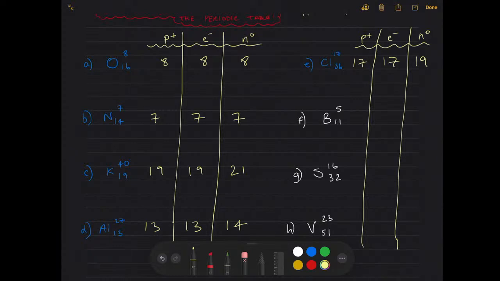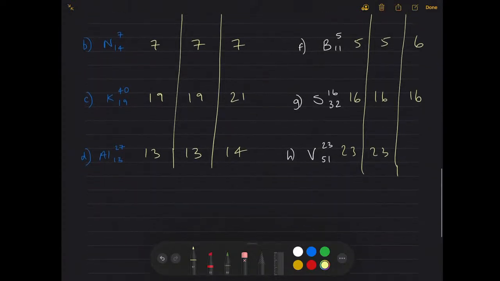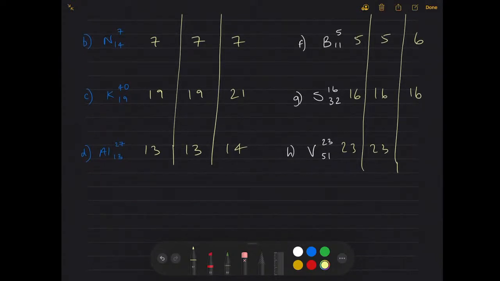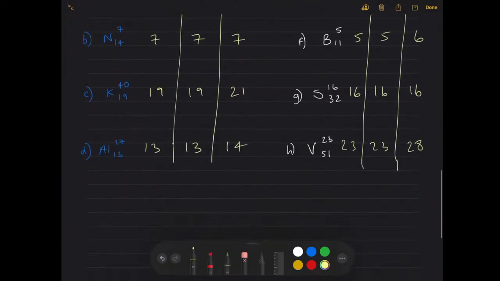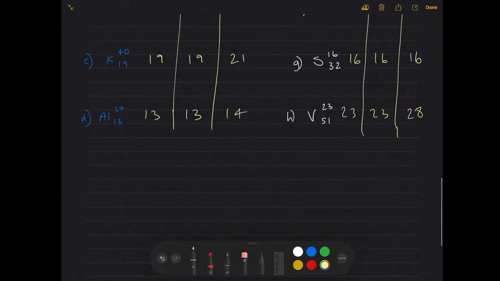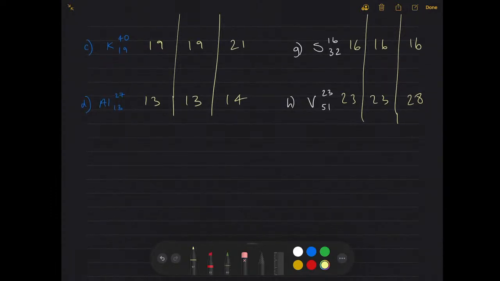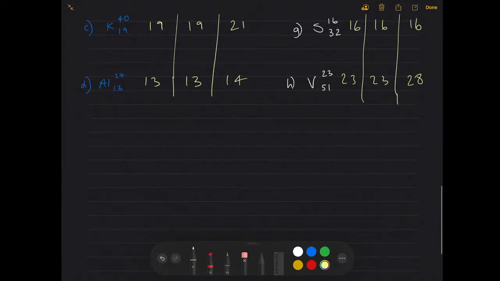And next would have been 5, 5, 6, 16, 16, 16. 23, 23, and that leaves you with 28. So that's just a flavour of how to work out protons, electrons, neutrons. And you can practice. There's a worksheet in the description which you can download and you can practice if needed. Now I'm going to move on to the next bit.